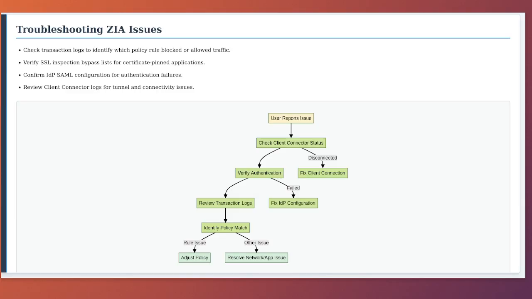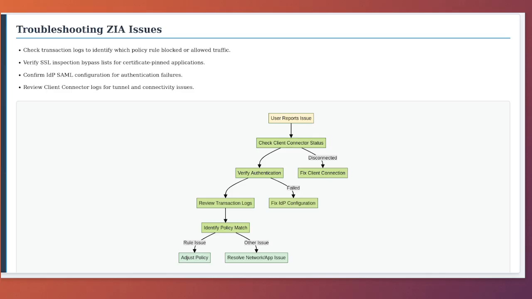When users report that websites are blocked unexpectedly, start by checking the ZIA transaction logs. The logs show every request processed by ZIA, including the URL, user, policy matched, and action taken. If traffic is being blocked, the logs will show which policy rule triggered the block. You can then evaluate whether that rule should apply or needs adjustment.